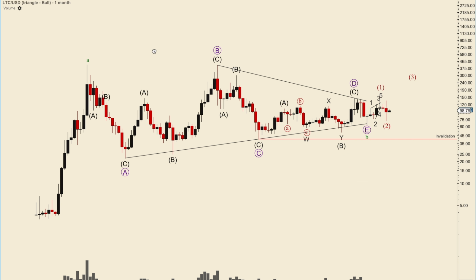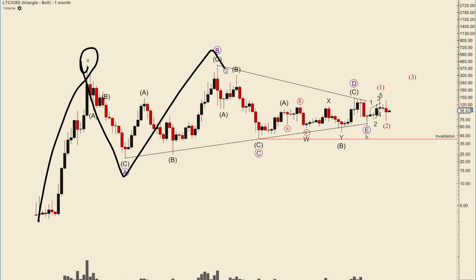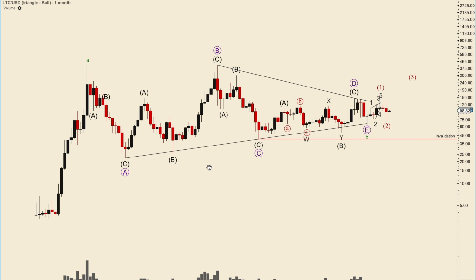The other scenario is a simple triangle. So here you have wave A and then wave A, B, C, D, E. And then we go up. The reason why this move needs to be a wave A is because you can't have a triangle as a wave 2. So that means it's by default wave A. That's it. That's the rules.